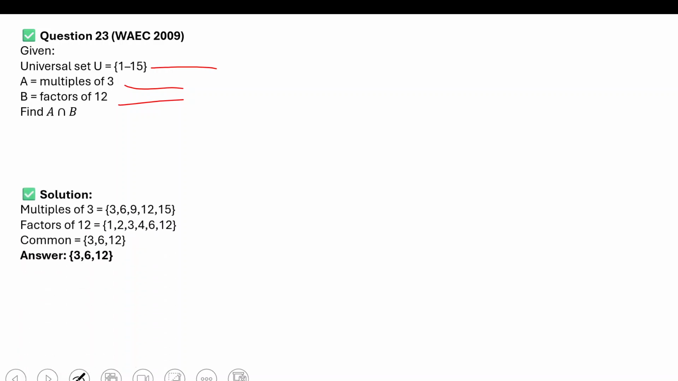So the first one, multiples of 3. Understand? Multiples of 3, factors of 12, and you look for what is common in A and B. So this is A, for instance, and this is B. So look at what is common. I have 3, 3 common here. I have 6, 6 common here. And I have 12, 12 common here. So that is the intersection.